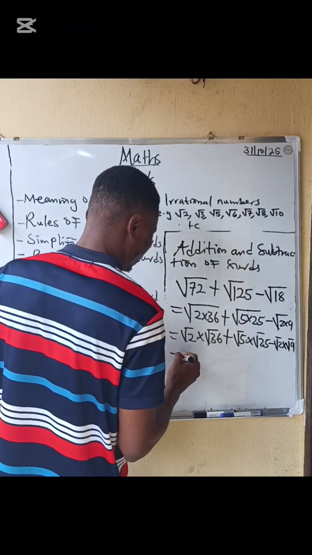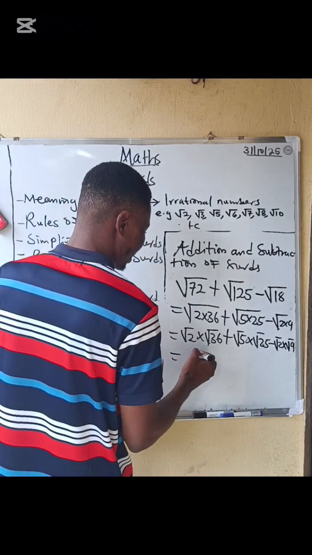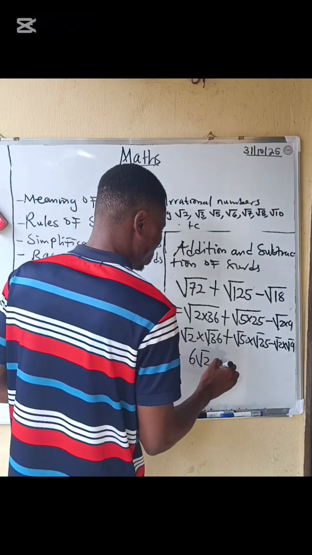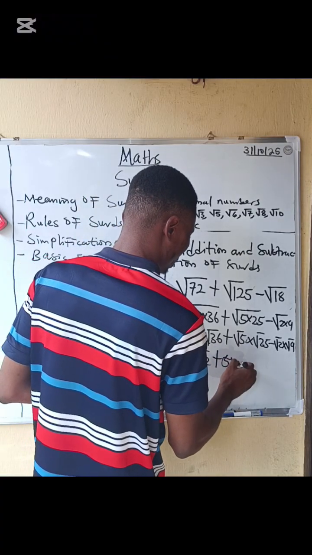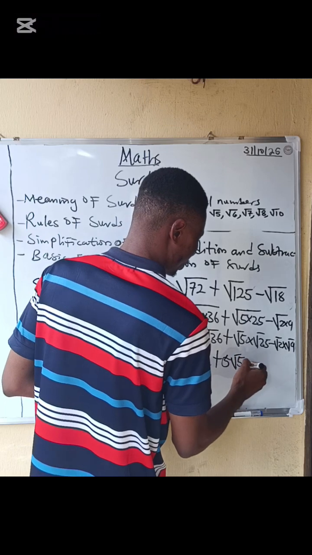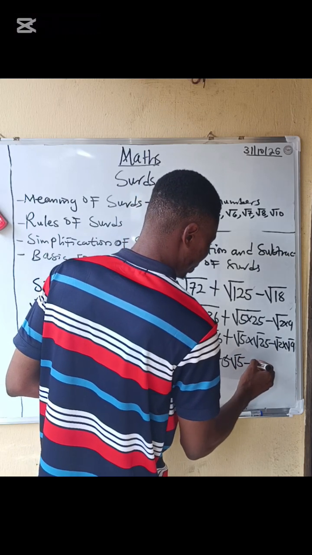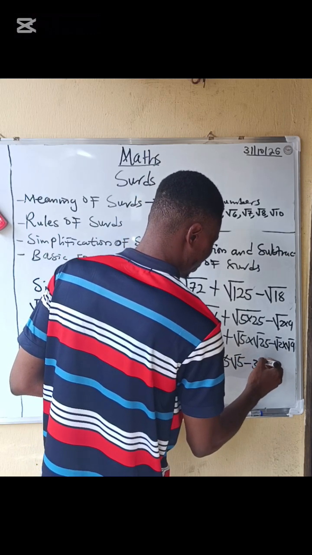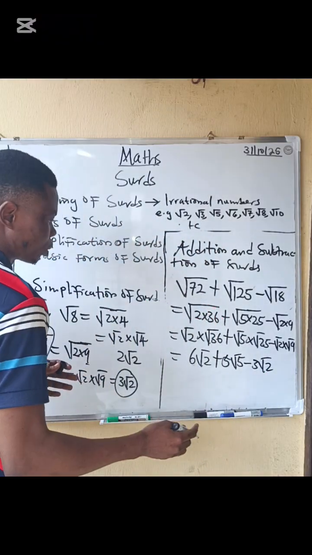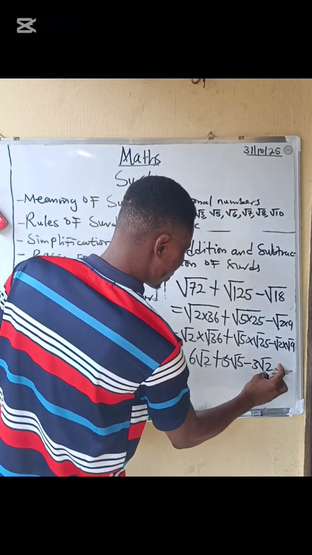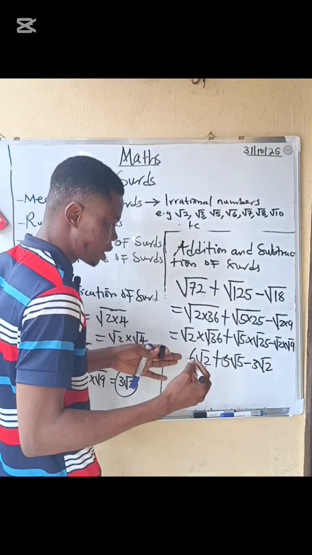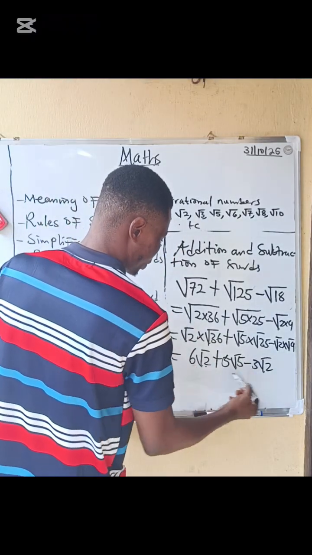What next do we do? The square root of 36 is what? That is 6 root 2, plus the square root of 25, that is 5 root 5. Okay? So this one becomes minus 3 root 2. So look at this one. This is 6 root 2. This is minus 3 root 2. This is root 2, this is root 2. That means they are what? Similar surds.